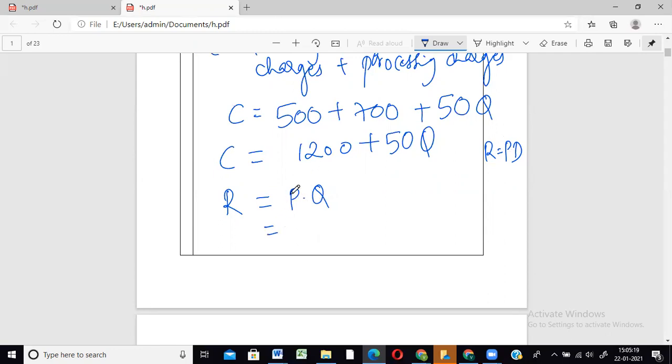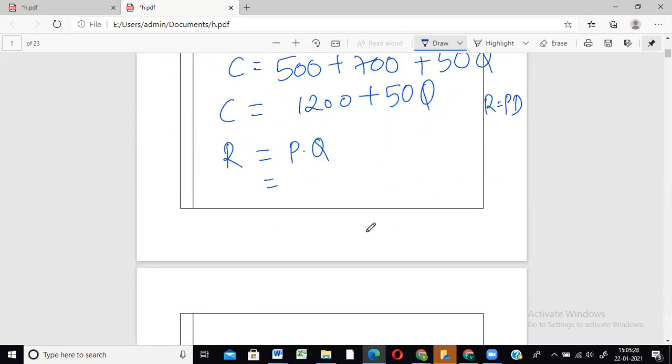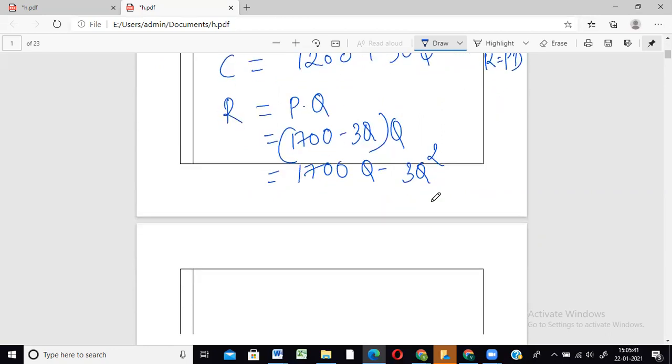So this P is nothing but price. How much did they tell us the price of an article is? They said the price of an article is 1700 minus 3Q. So I will substitute that over here into Q as it is. After opening the bracket, I get 1700Q minus 3Q square.